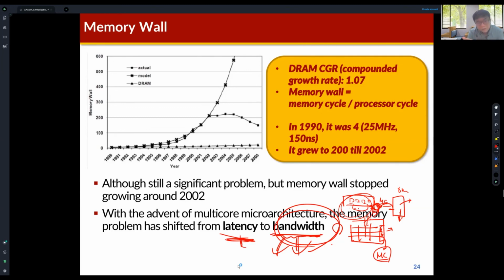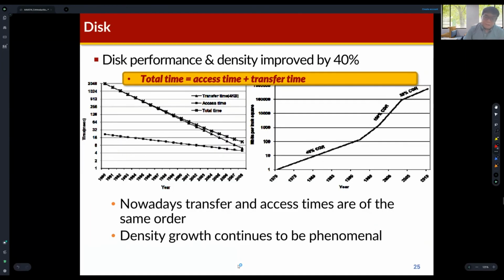So the memory size should be very large, and large data is required for processing. So the memory needs to support high bandwidth because the CPU, the processors, need to access the large sized data. Okay. And disk is the slow storage device.